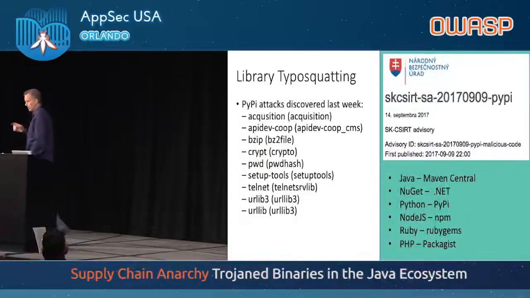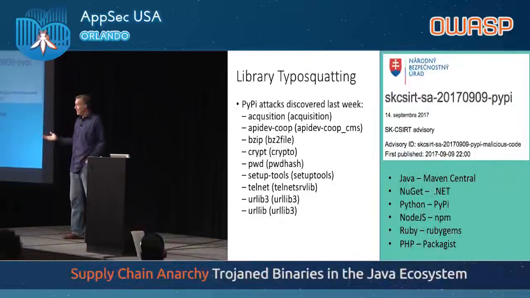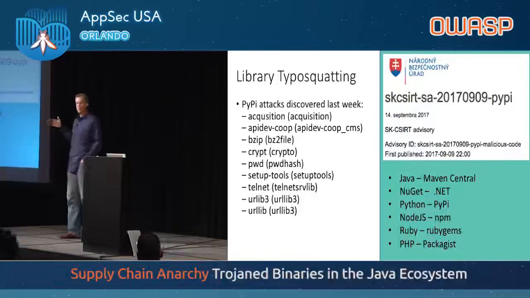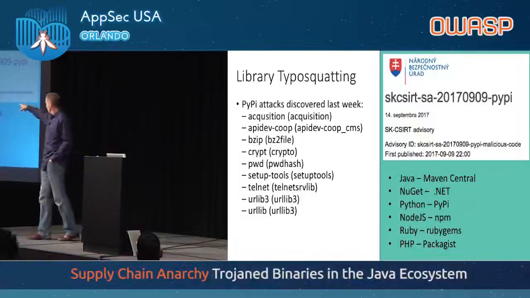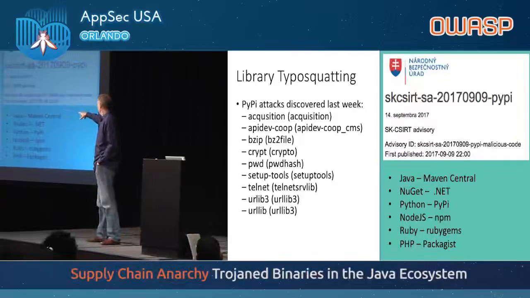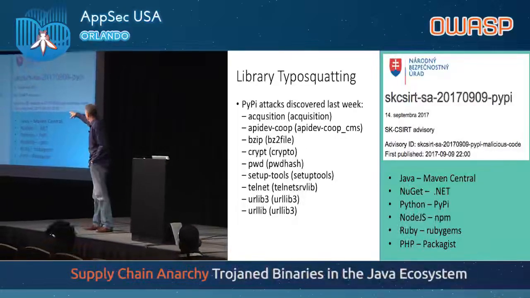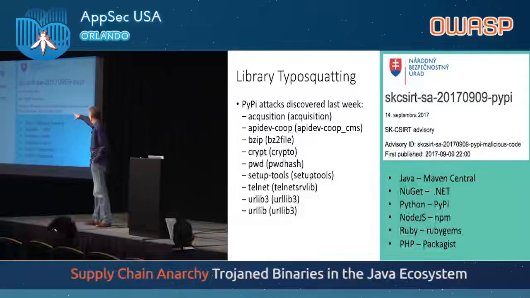Another cool thing, this came out last week, is library typo squatting. It's kind of a new thing now that repos are becoming so prevalent. These guys in PyPI made versions of their libraries, and you can see the difference. Like for the crypto library, they made a crypt version. And for PWD hash, they made a PWD library. And like acquisition, it took me a minute, I stared at that, wondering what is wrong? And I realized it's missing an I. It's acquisition, which is a whole different thing.